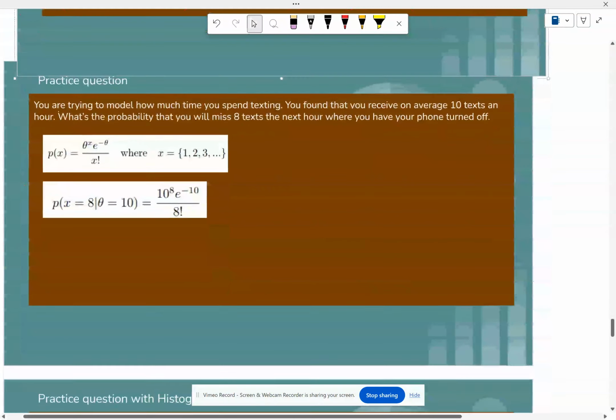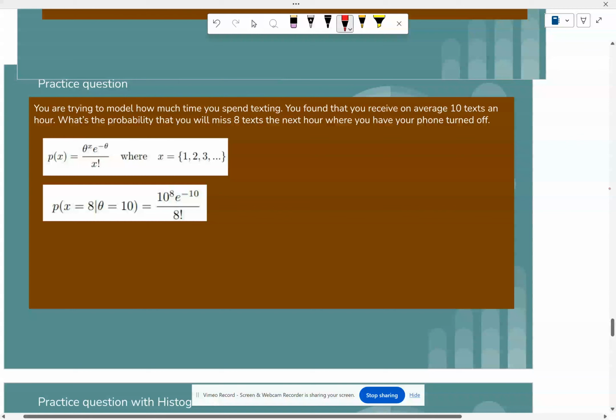So this is a Poisson distribution. And with a Poisson distribution, you can look up the equation. Here's the Poisson distribution. Once you have it, you just need to figure out what theta is. Now, with Poisson, the theta is just the average, the expected amount. So you know that on average, you receive 10 texts an hour. So you can just plug 10 in here. And then what is the probability that you will miss 8 texts? So you plug 10 into theta and then 8 into x. And whatever you calculate, that's your probability.